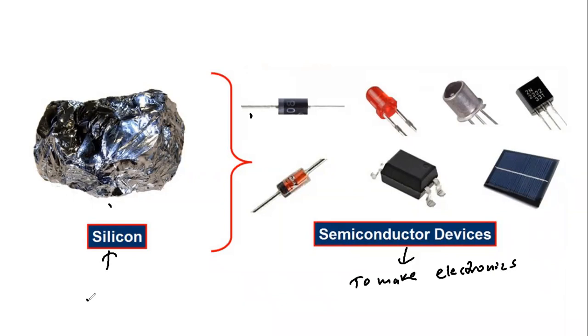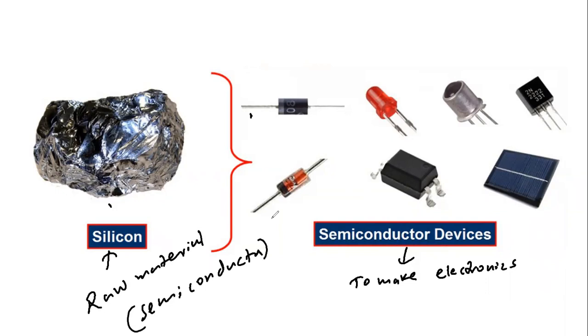So silicon is the raw material, and it's a semiconductor. You will learn this in grade 11 electronics lessons, to make these electronic accessories. If you want, you can take a screenshot. You will need this in grade 11 again. So this is called a diode, and this is an LED.